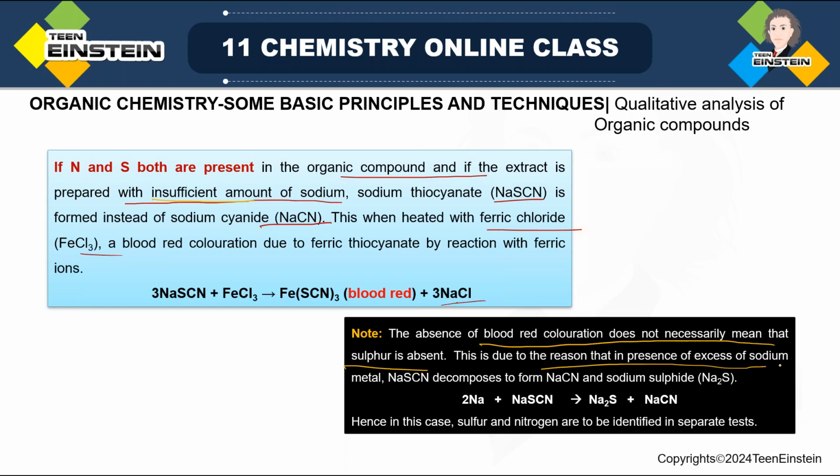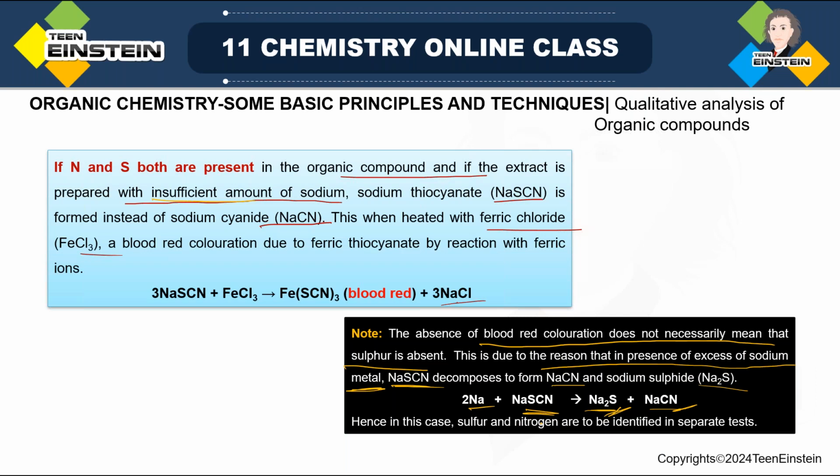This is due to the presence of excess sodium metal. Suppose a sufficient amount of sodium is there, not insufficient. Then what will happen? This NaSCN ultimately will decompose to form NaCN and Na2S. So now they are behaving as if S and N are separate, that is, a separate sodium salt of sulfide and a sodium salt of cyanide. Now they are not together when there is excess of sodium.